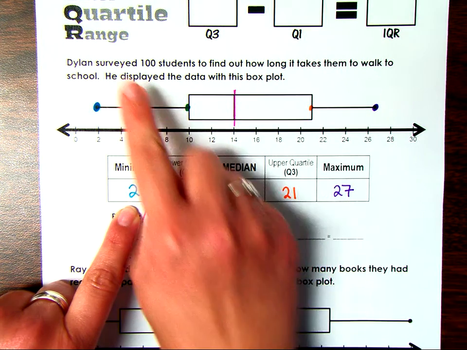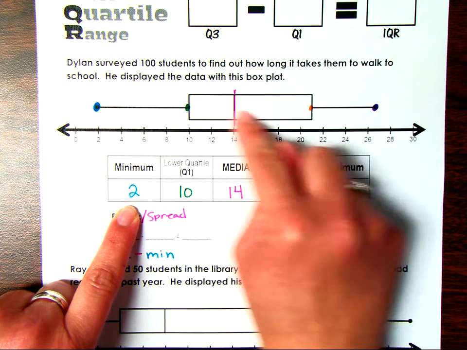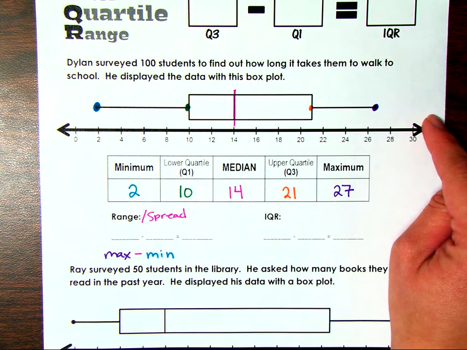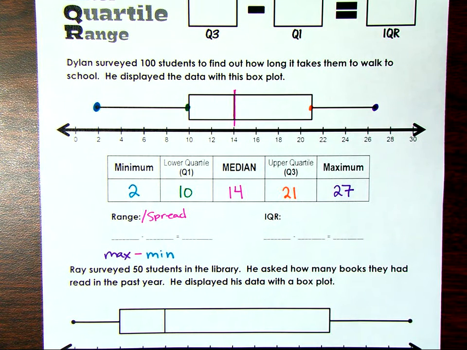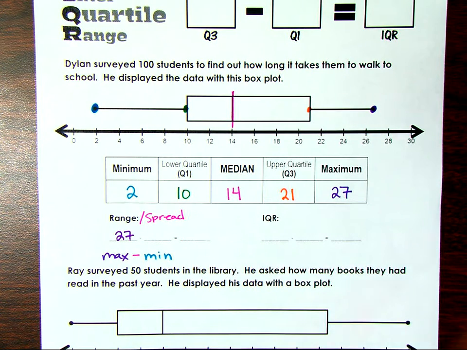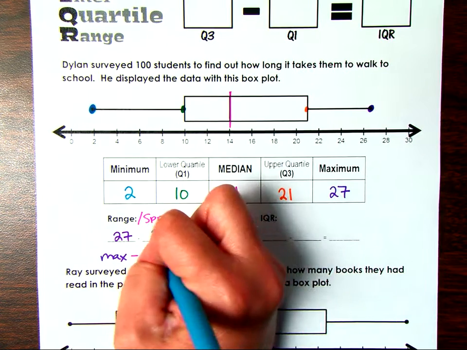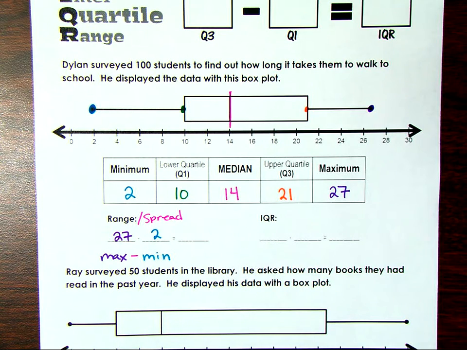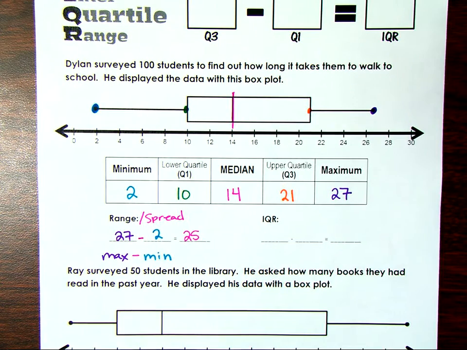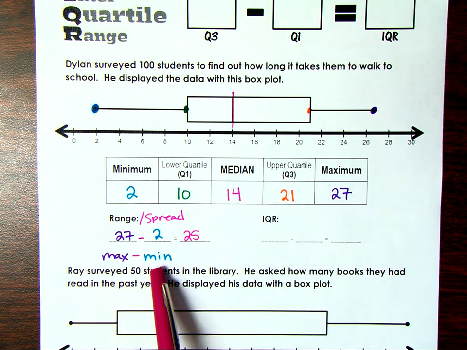We don't know because we don't have the list of all 100 students' numbers that took us to walk, but we just know the data itself, how spread out this is. So the maximum was 27, and your minimum was 2 minutes. So you just say 27 minus 2. So your spread, or your range, is 25 minutes. So that's the difference between those two. We just simply take your maximum and your minimum.